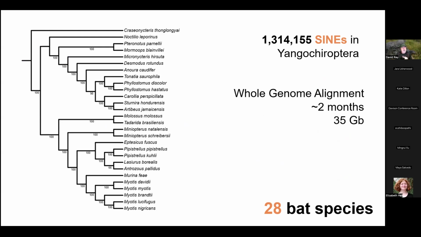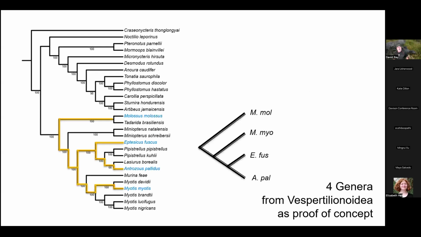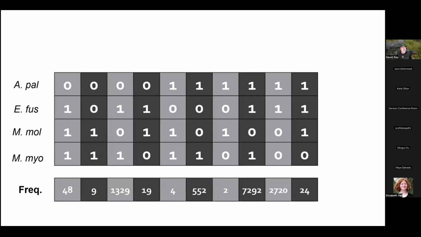And that alignment itself took over 2 months to build using Progressive Cactus. So he was getting to the end of his master's thesis. He didn't want to stay in his master's degree for another 3 years to analyze all 1.3 million of those. So instead, we decided to do a 4-genus proof of concept. Does this actually work? And we picked these 4 species right here: Molossus molossus, Eptesicus fuscus, Antrozous pallidus, and Myotis myotis. These are 4 species that we have a pretty good idea what their phylogenetic relationships are. Can we get that same relationship back by looking at the SINEs?